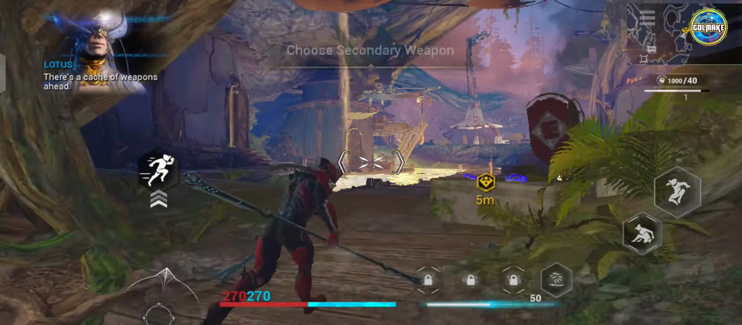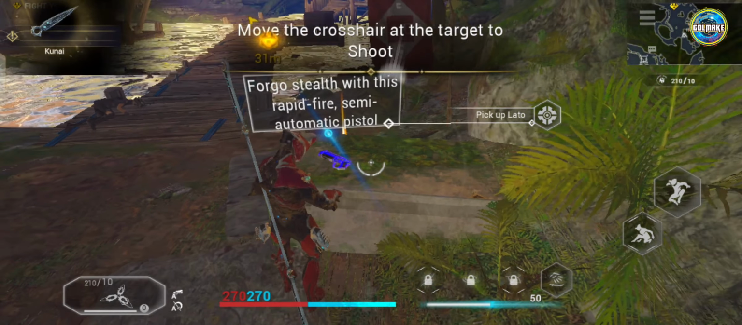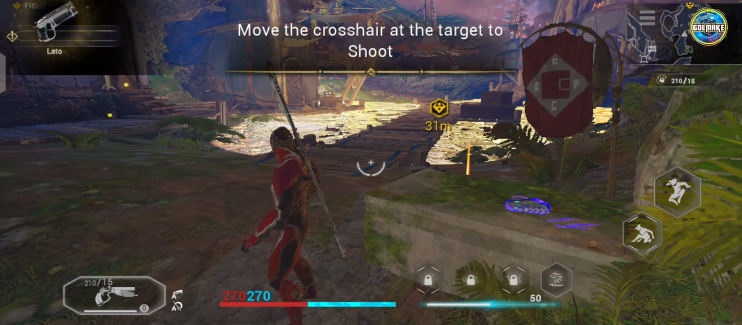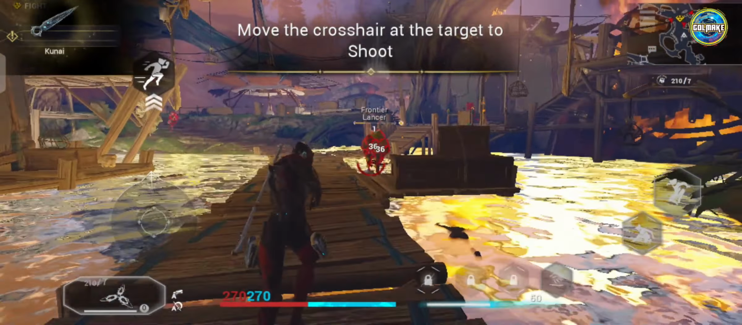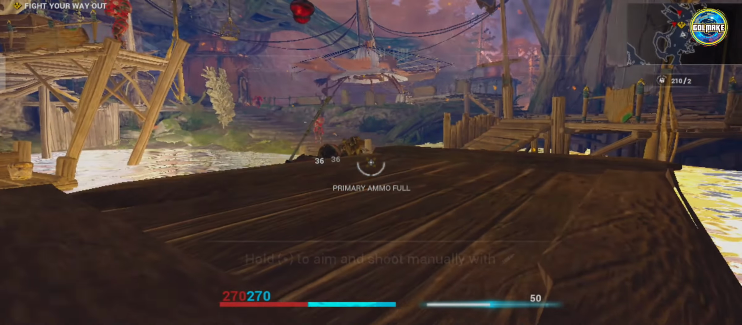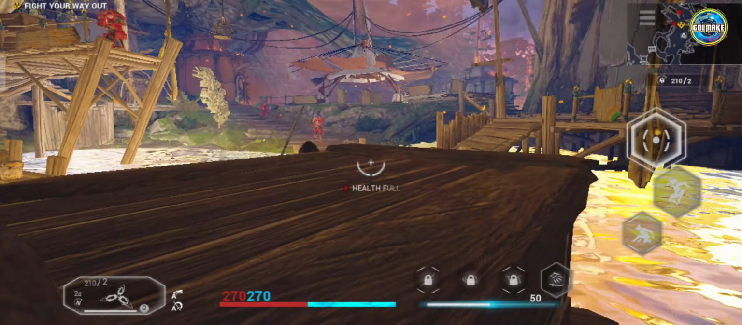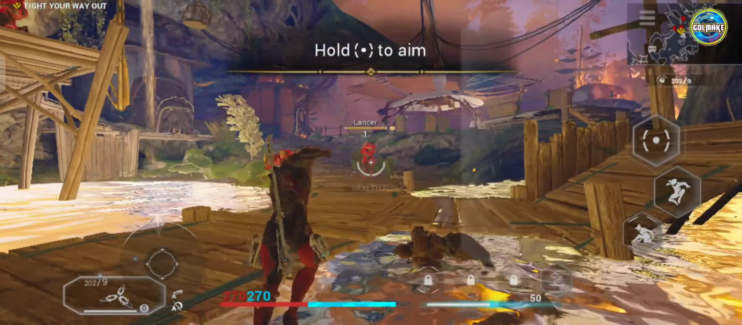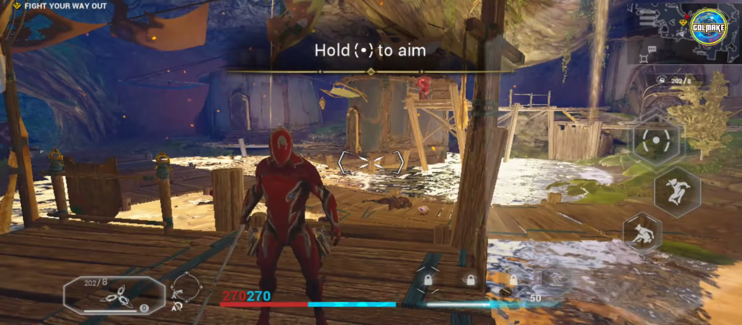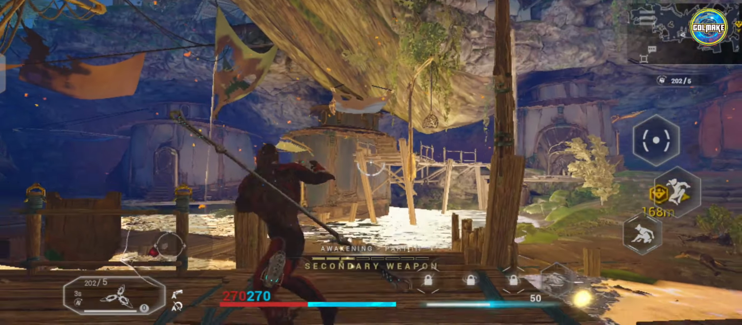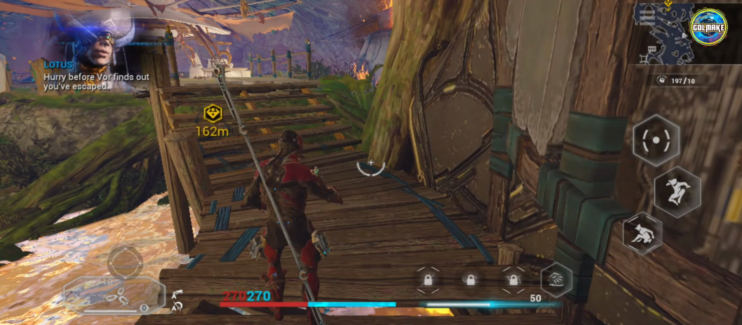There's a cache of weapons ahead. Grab what you can. Extraction point is up ahead. Hurry, before Vor finds out you've escaped.